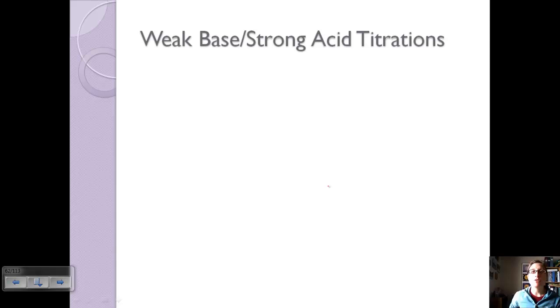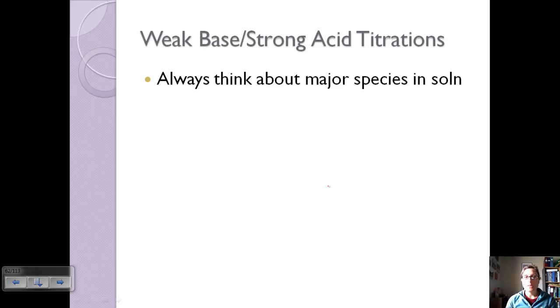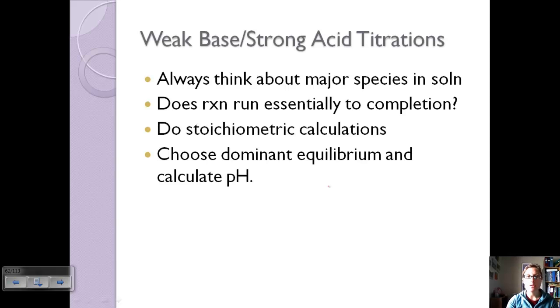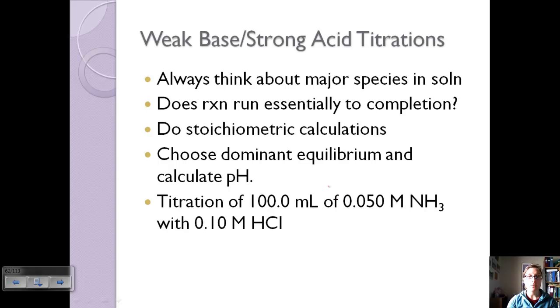All right, so the last type of titration we're going to look at is weak base, strong acid. Whenever you're doing a titration, you want to think about the major species in solution, and does the reaction run to completion? And we've kind of had that so far. So you need to do your stoichiometric calculation to determine this, and then you choose your dominant equilibrium and then calculate the pH. So what we've been doing up till now.